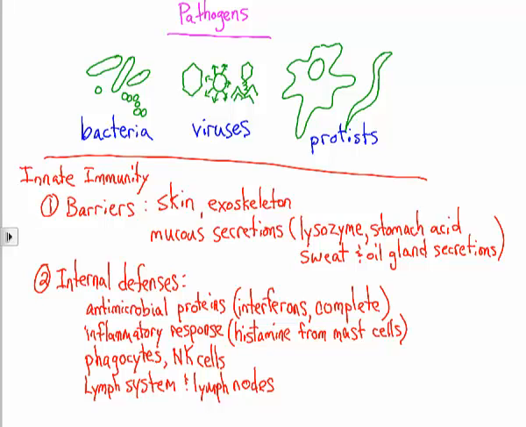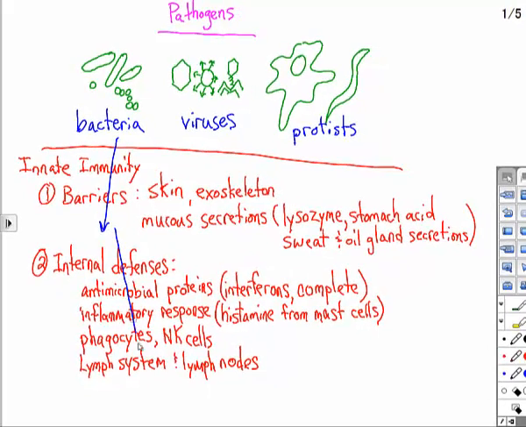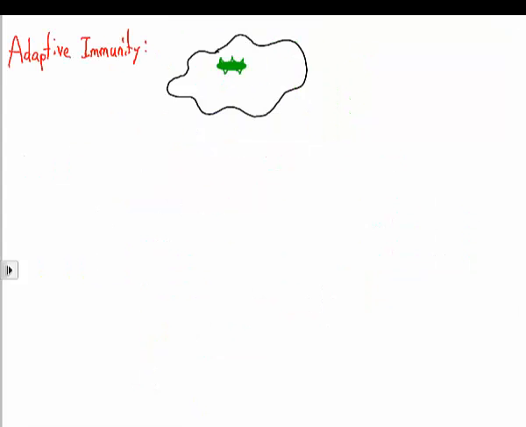Now, what if the invaders actually get past the barriers and past the internal defenses, and there are just too many invaders, too many pathogens for the internal, non-specific innate defenses to deal with? Vertebrates have an advantage: we have what is called adaptive immunity. That's where our immune system can respond to one specific type of invader at a time.